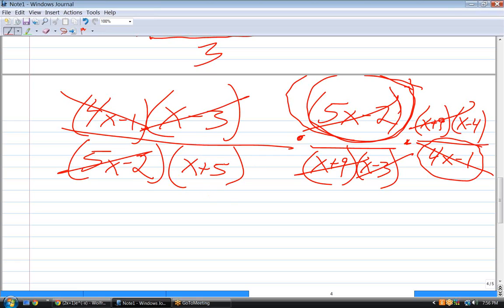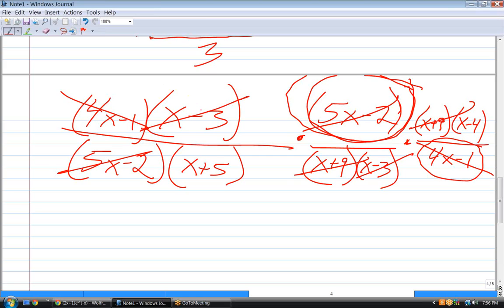90% of the time, you're going to be crossing out stuff that's identical, just like on this problem. I had a 5x minus 2 there and there. I had a 4x minus 1 there and there. I had an x minus 3 there and there. In other words, I didn't have that special exception that I was just telling you about. But that's not to say they won't give it to you in a problem.